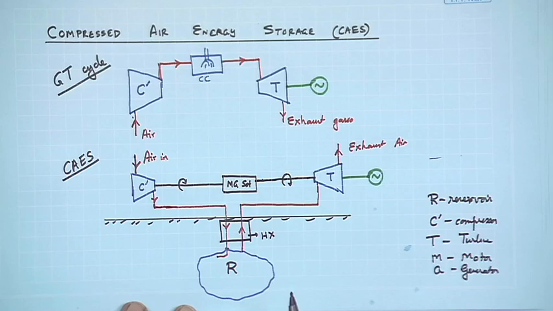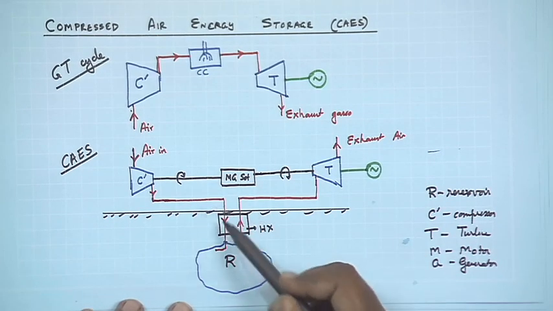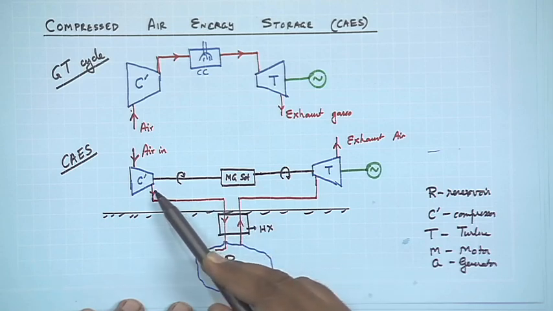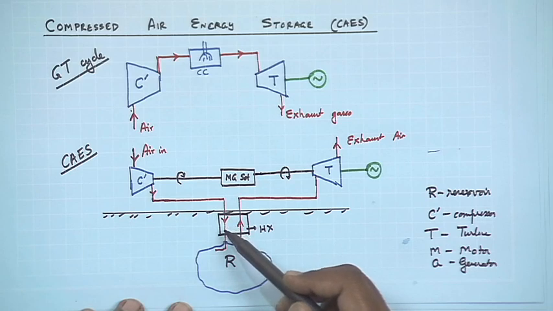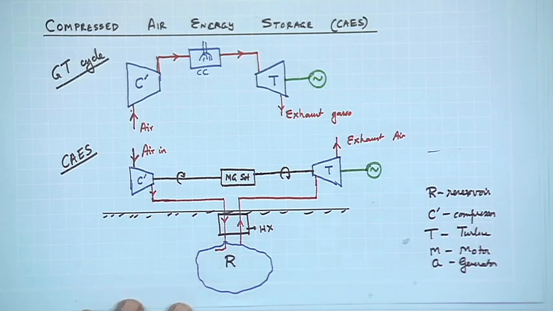So what kind of heat exchanger is the next question. Before that, if there is a heat exchanger, what happens? The compressed air coming out of the compressor is going to lose heat, and the air that is going to the turbine is going to gain that heat. But here there is a problem.